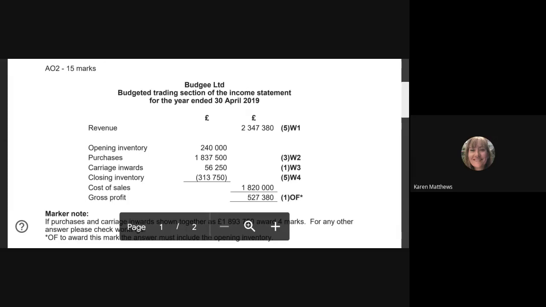So 487,500 for that. And then the new supplier is going to charge £120 a unit. But why have they done carriage inwards separately? Ah, yes, they've shown the carriage inwards separately. So it doesn't matter which way around you've done it. If you've thrown it all in together, it's not the end of the world, but they've done the £5 a unit times the 15,000 as a separate figure there. So as long as you've done the two together, which is what you need to do for the closing inventory, 1,837,500 plus 56,250. So if you've got purchases of 1,893,750, then you would have got those 4 marks there.